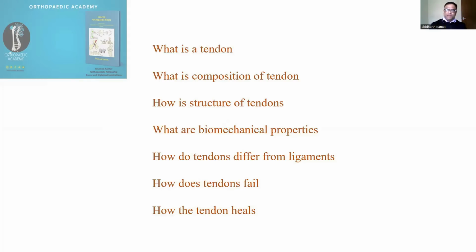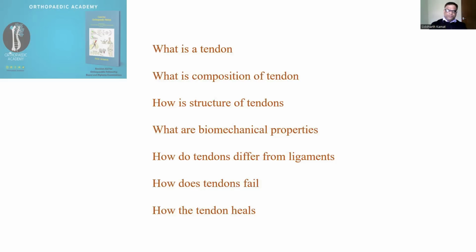What is the composition? Tendon contains type 1 collagen, which is 85% of its dry weight, proteoglycans, which are 5% of its dry weight. It has some elastin and some lipids. It has tenocytes, which are modified fibroblasts, the function of which is to produce the protein, that is collagen.